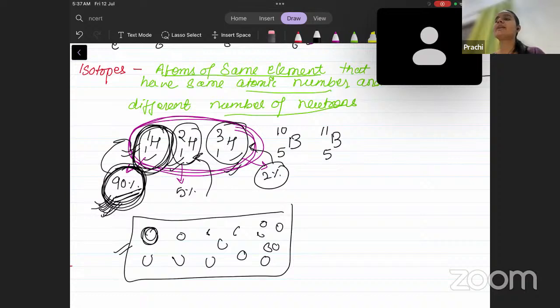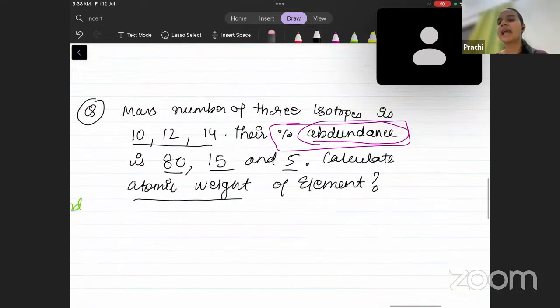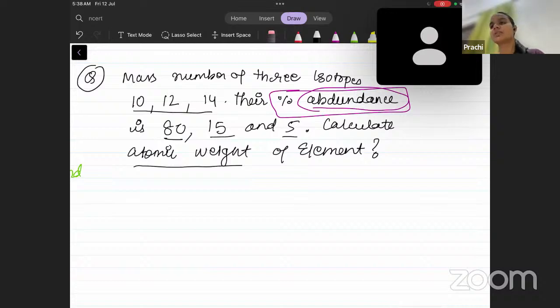So natural abundance is the percentage in which a particular isotope exists in nature, and most of the elements have their isotopic forms, but the percentage will vary, right? And the one which is present in the maximum percentage, we'll get the weight which will be closer to that particular isotope, which you can understand by calculating the answer for this question.